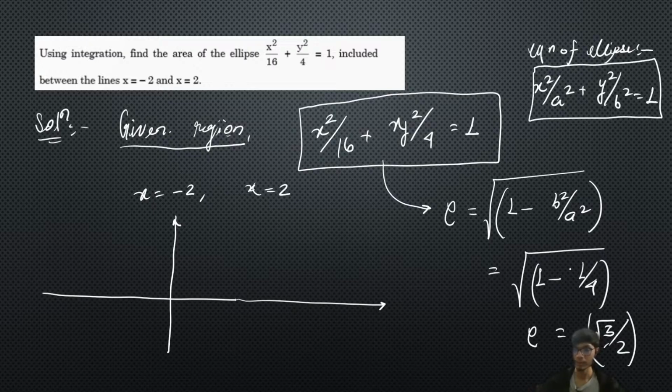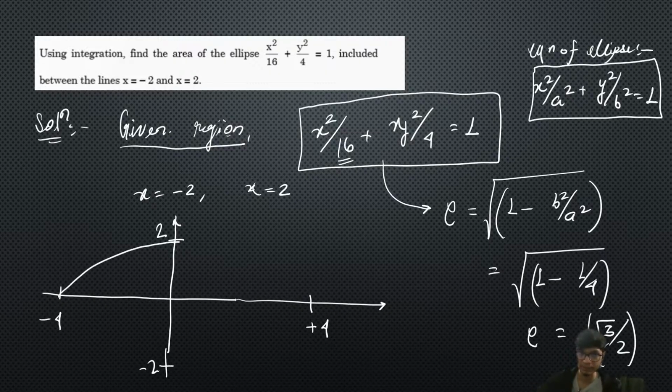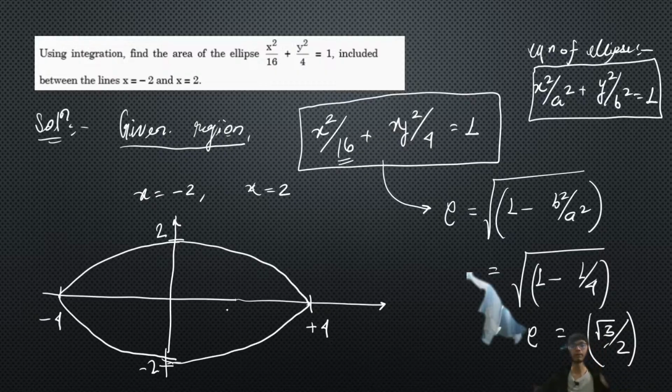Fine. We know that the points where the ellipse cuts the x and y axis are, on the x axis, plus minus a. So a over here is basically plus minus 4. I will write plus 4 and this part will be minus 4. Similarly on the y axis it is plus 2 and minus 2. So we will have an ellipse like this. Please ignore my diagram, I'm trying to draw it.